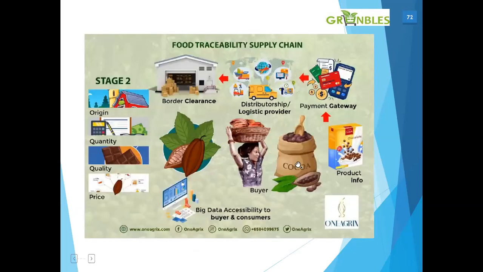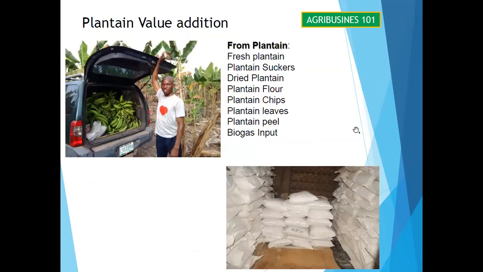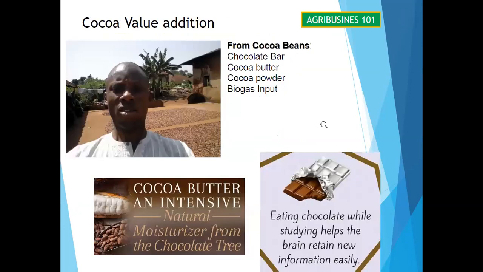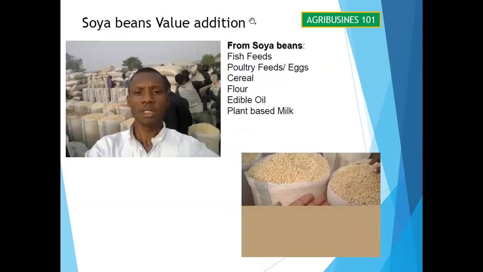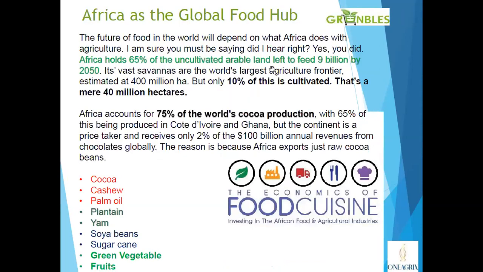It is food traceability. So this is some of the food crops and also the value, what you can derive from it. You understand? So I'll be showing you a video, then we'll close for today and give room for questions. So I just want to share with you.